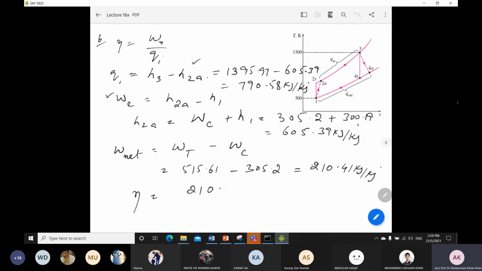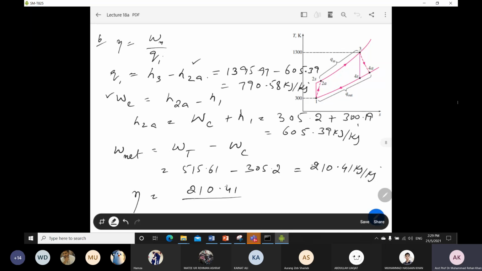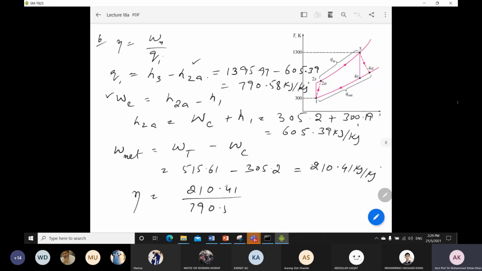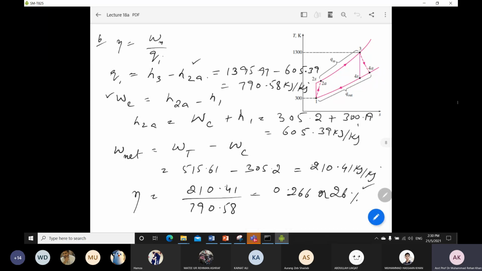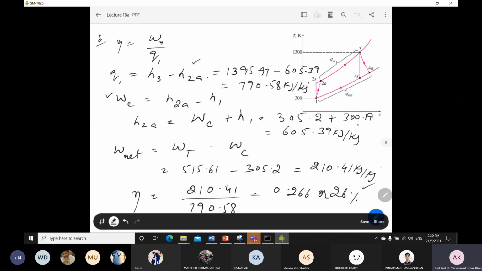Now we have W net and Q in, so you can simply divide the W net value by the Q in value, 790.58, and it will be equal to 0.266, or you can say 26%. If you compare with the previous example, the efficiency of the cycle was 42.6%. It means that when we are dealing with irreversibilities, your efficiency will significantly decrease, and it is now shifted to just 26%. So this is part B, so you have to note it down, then move towards part C.